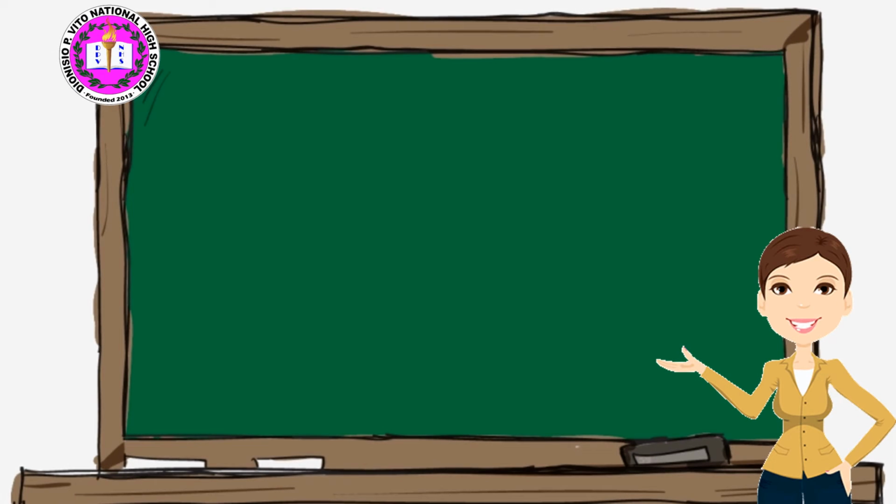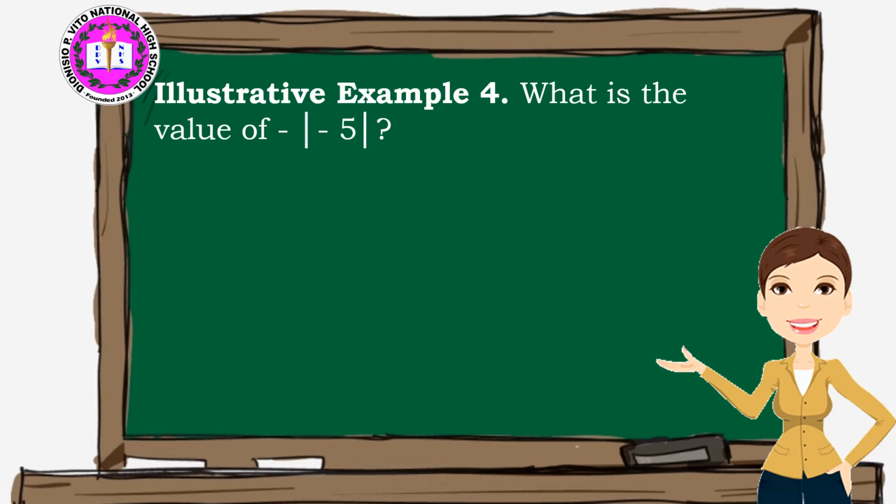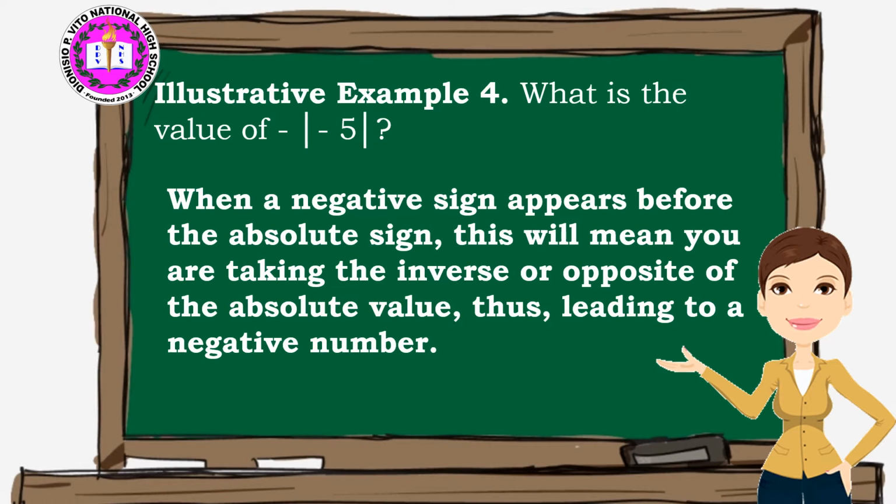Let's have our example number 4. What is the value of negative absolute value of negative 5? So when a negative sign appears before the absolute sign, this will mean you are taking the inverse or opposite of the absolute value, thus leading to a negative number. So the answer to the negative absolute value of negative 5 is negative 5.